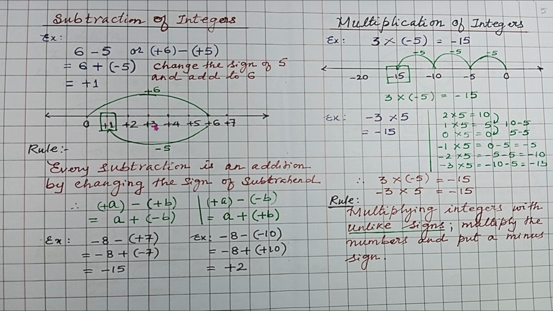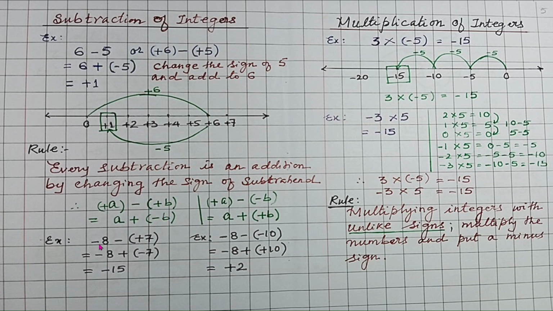Now let us understand with the help of a number line. 6 means 6 steps to the right. Minus 5 means 5 steps to the left. We get plus 1. So remember that every subtraction is an addition by changing the sign of the subtrahend, by taking the additive inverse of the subtrahend. So if plus a is an integer and plus b is an integer, and you want to subtract it, it is nothing but the addition of a to the additive inverse of plus b, which is minus b.